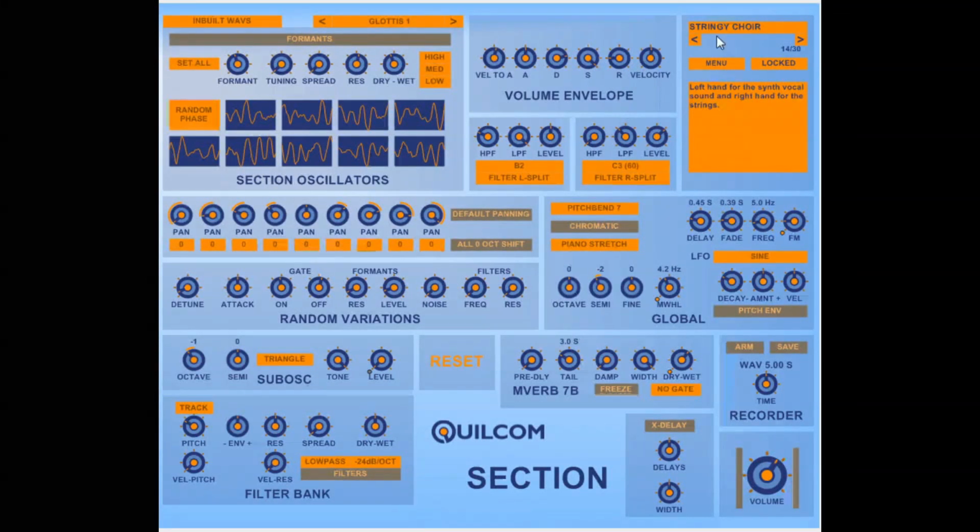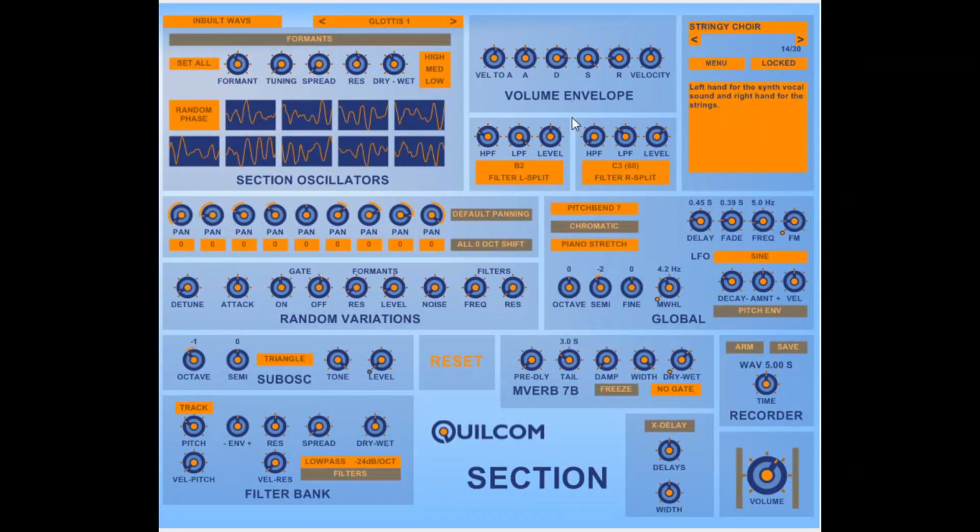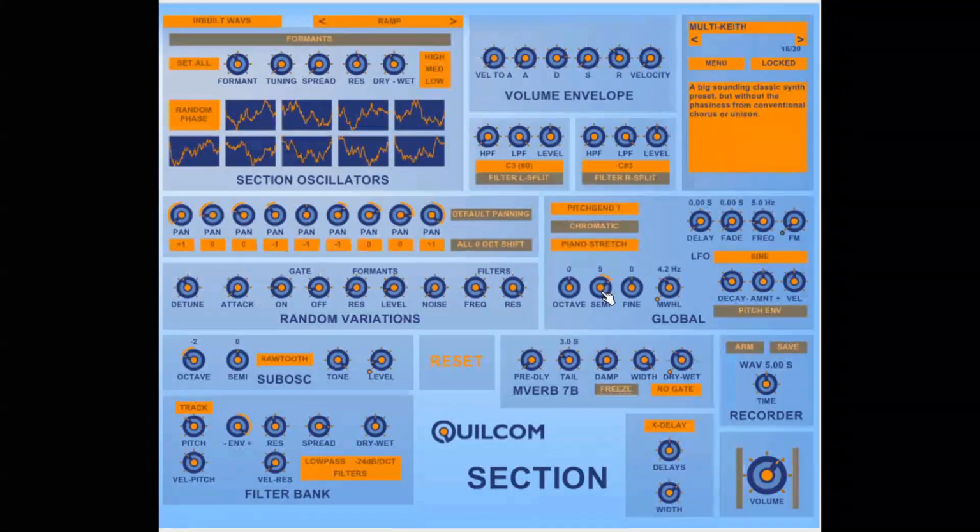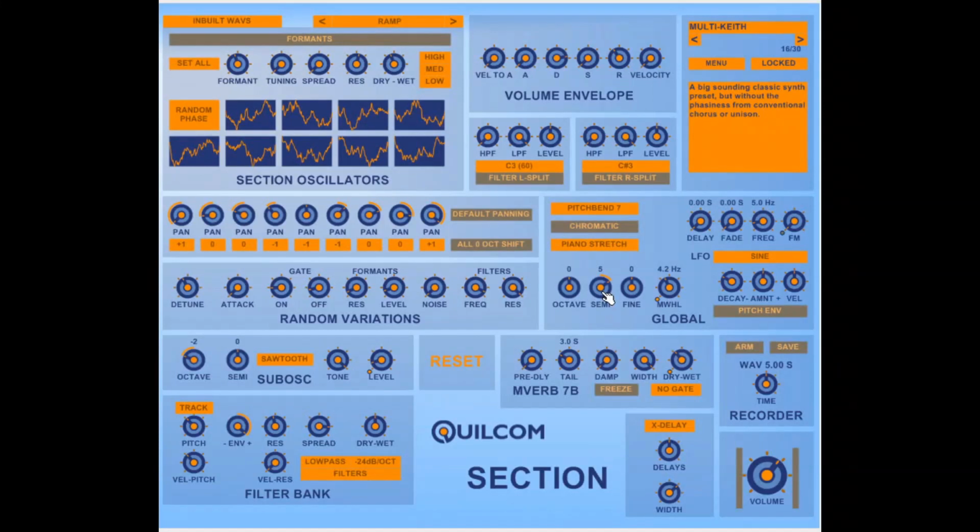This string equalizer preset makes use of the keyboard split for the filters. So on the left side you get a sort of vocal sound, on the right hand a sort of string sound. Of course, being a synthesizer, you can do lots of classic sounding things with it.